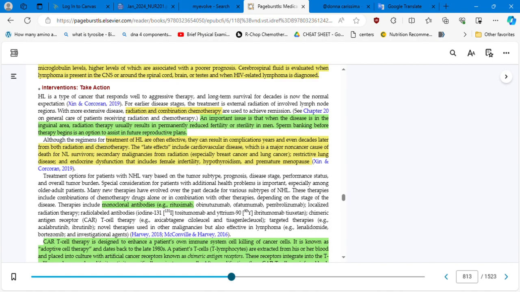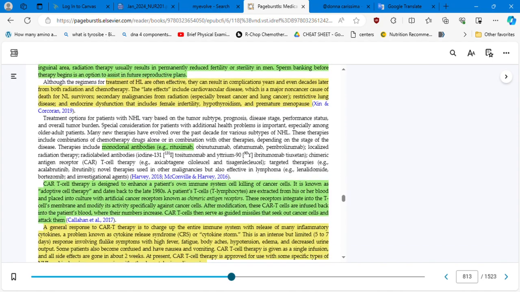Treatment of HL is often effective, but it can result in complications years and even decades later from both radiation and chemotherapy. I'm going to repeat this. Even though Hodgkin lymphoma can have a more effective treatment, the complications are going to manifest years or decades later after finishing the radiation and chemotherapy.